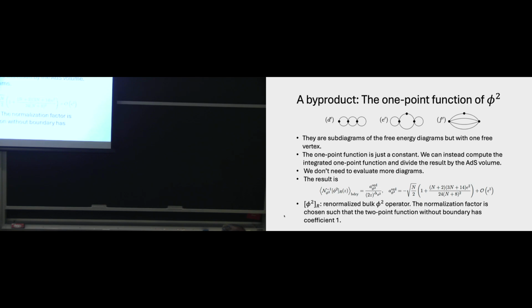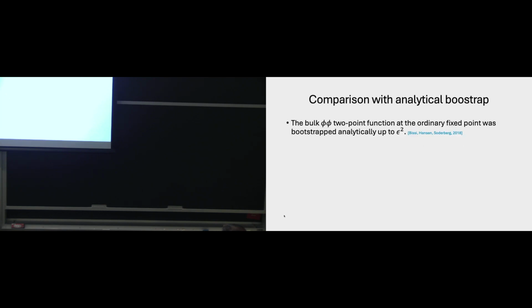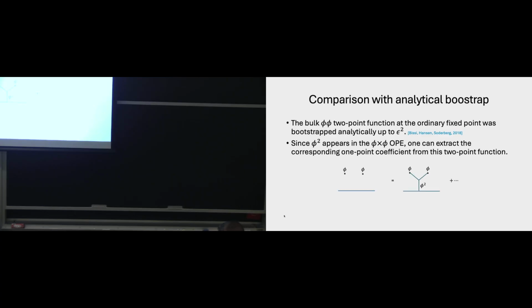But on the other hand, people have been using analytical bootstrap to compute the phi two-point function in the ordinary setting, and they can compute the two-point function to epsilon squared. So in principle, we can use that to extract the one-point function of phi squared, because phi squared is in the OPE of phi. And if we do that, this is the result. It's different from what we have.